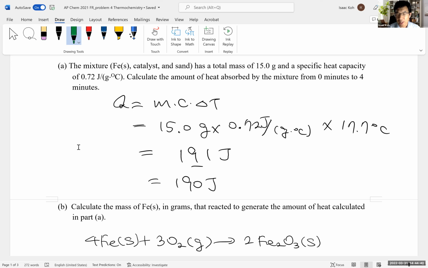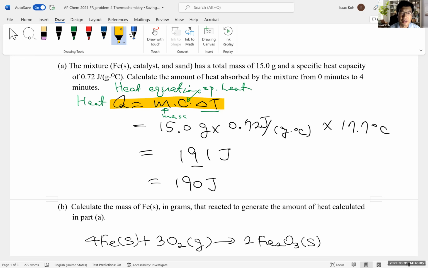Now let's remember the heat equation. Amount of heat, Q, is equal to m c delta T, where m is mass, c is specific heat, and delta T is temperature difference. We need to remember this equation. Q equals m c delta T is often used to calculate the amount of heat. So 15 grams of mass, 0.72 joules per gram Celsius, and temperature increased by 17.7 degrees C.